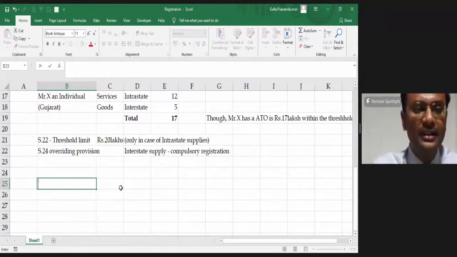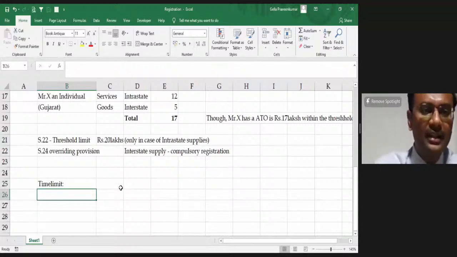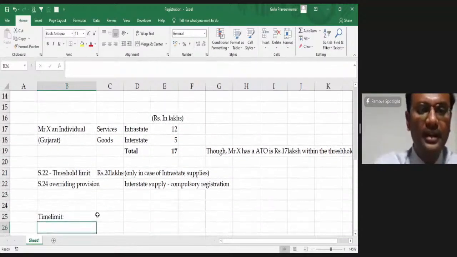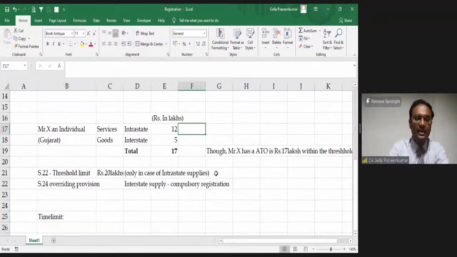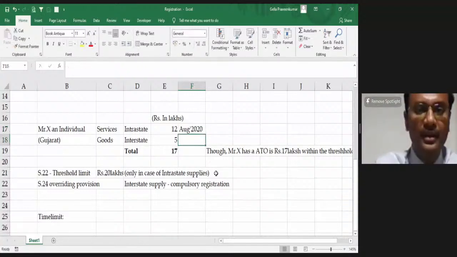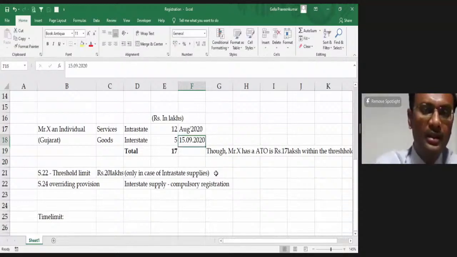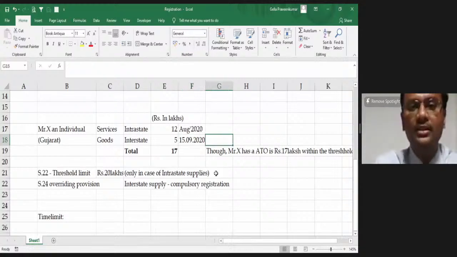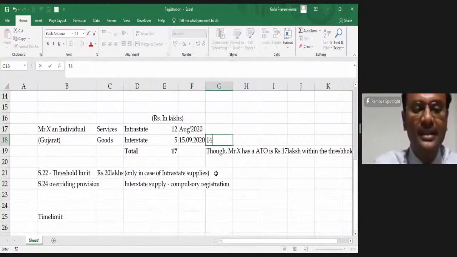Section procedure time limit. Take this particular example: services are rendered in the state till August 2020, and this interstate supply happened on 15th September 2020. I supplied goods worth 5 lakhs in September. So the lawmaker says within 30 days, meaning till 14th October 2020, make an application.